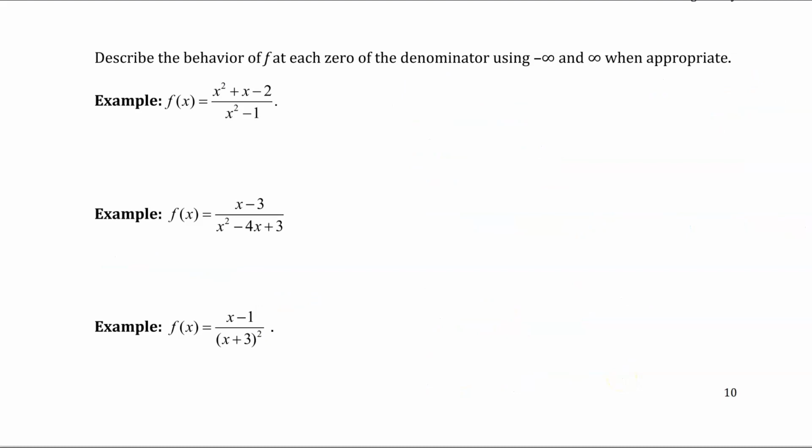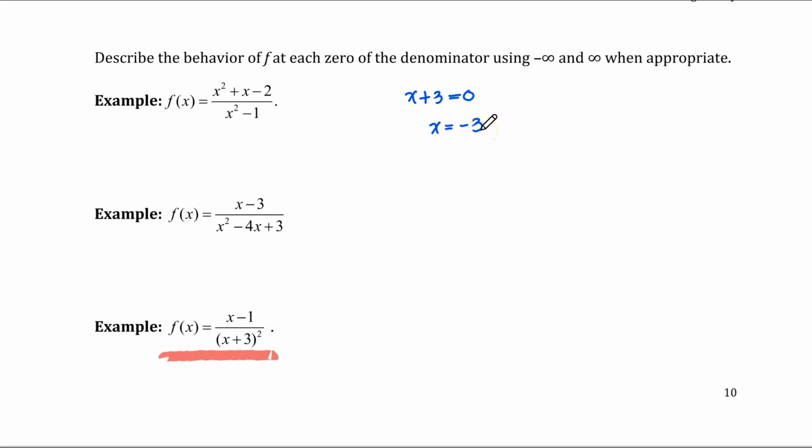Now let us consider the third function, f of x equals x minus 1 divided by (x plus 3) squared. Describe the behavior at the 0 of the denominator. Now the 0 of the denominator here is taken from x plus 3 equals 0, because the denominator will only be 0 if the base here, which is x plus 3, is equal to 0. So if x plus 3 is 0, that implies that x equals negative 3 is a 0.